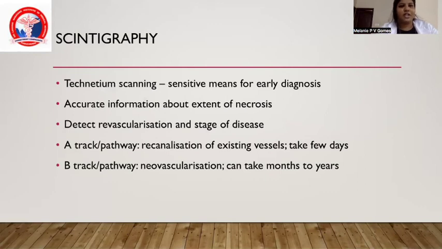The next investigation that can be done is scintigraphy. A technetium scan is a sensitive means for early diagnosis. It gives accurate information about the extent of necrosis. It detects revascularization and stage of the disease. A track or pathway, recanalization of existing vessels, takes a few days. B track or pathway, neovascularization, can take months to years.